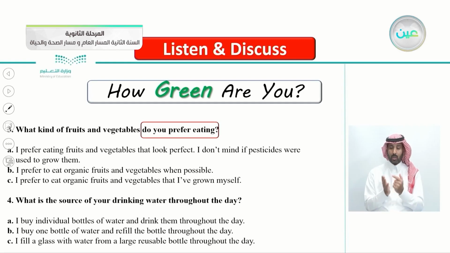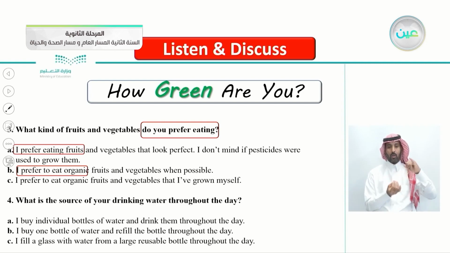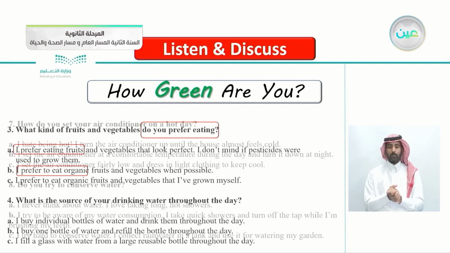For instance, what kind of fruits and vegetables do you prefer eating? Of course, also the answer here, I prefer eating fruits. So prefer comes before a gerund, and also before the infinitive, prefer to eat. Prefer is one of the verbs I was just talking about that is shared between the gerund and the infinitive. You can say prefer eating, or you can say prefer to eat fruits or organic fruits.